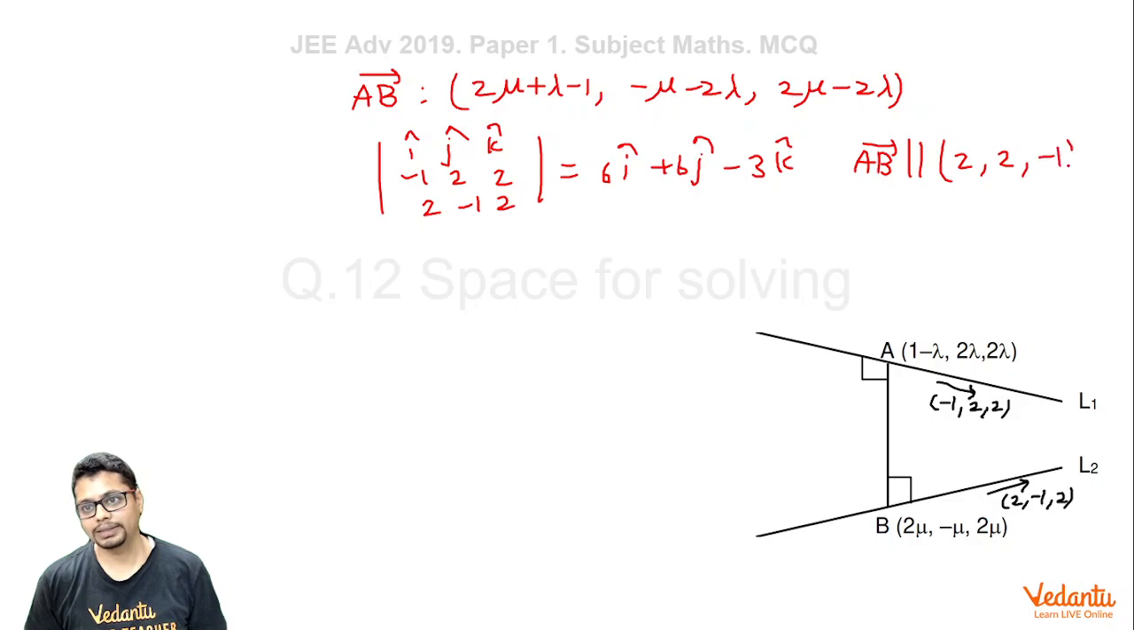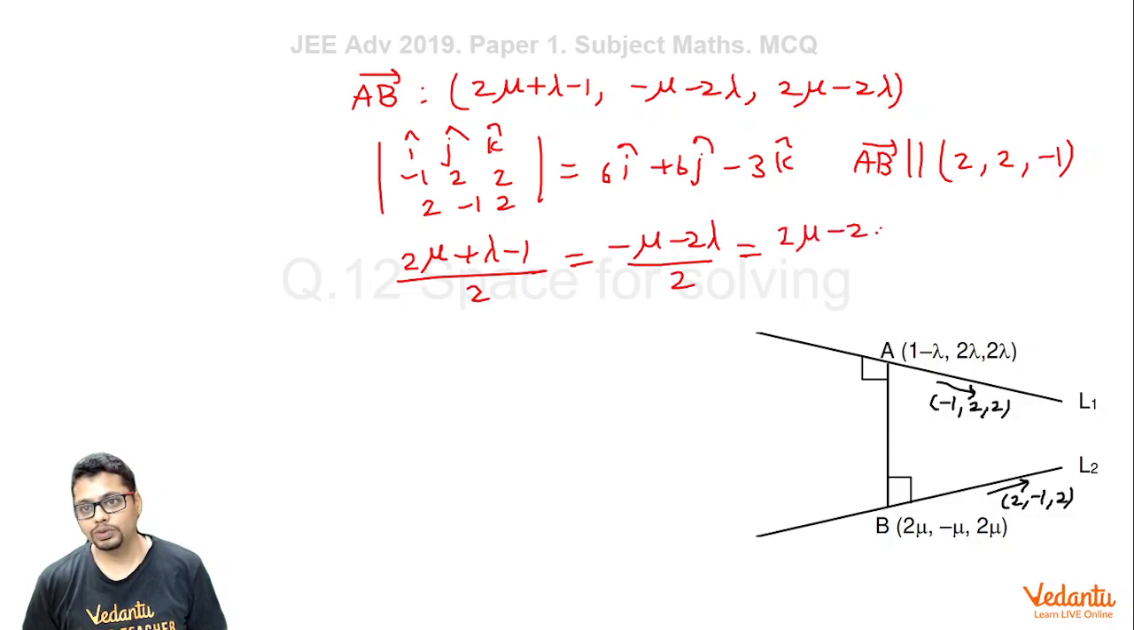Or essentially you may say the AB vector is collinear with 2 i cap plus 2 j cap minus k cap. Since the AB vector is collinear to this vector, the ratios of the i cap, j cap and k cap components would be equal. So you may say 2 mu plus lambda minus 1 divided by 2 is equal to minus mu minus 2 lambda by 2 is equal to 2 mu minus 2 lambda by minus 1. Now again, these are essentially two independent equations, solving which you would get lambda to be 1 by 9 and mu to be 2 by 9. You can check it out.